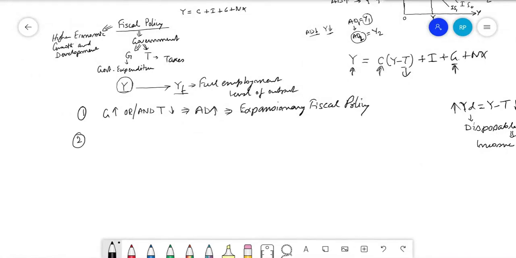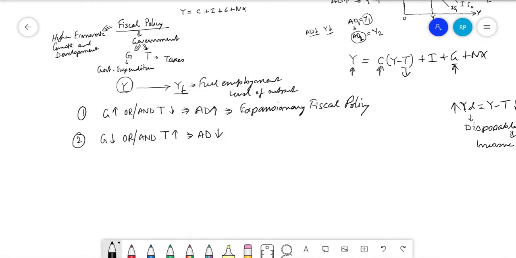Okay, now the next part. Suppose the government may decrease the G, or may increase the T. If it does any of these two or both, I am telling you again the same way, the government can change one of these two or both at the same time. If the government is doing that, then aggregate demand is going to decrease. Just take the same equation. If G decreases, then Y will decrease.